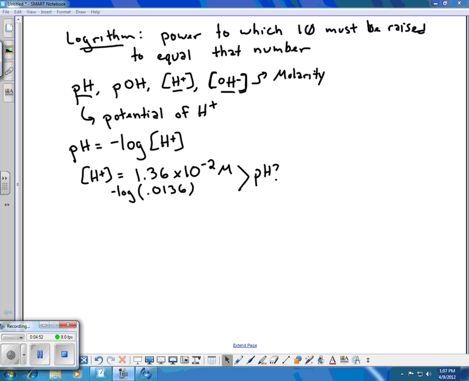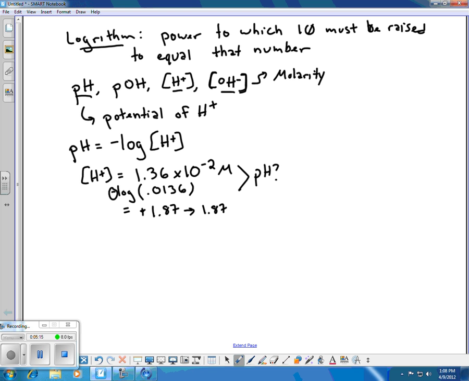And when we do that, you should get a number. Well, if you don't take the negative, initially you'll get a number of negative 1.87. But remember, we're taking the negative of that, so that would actually negate the negative. A negative of a negative is a positive. So we'd end up with a pH value of 1.87.